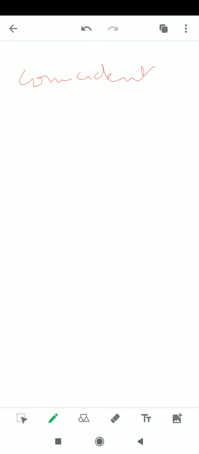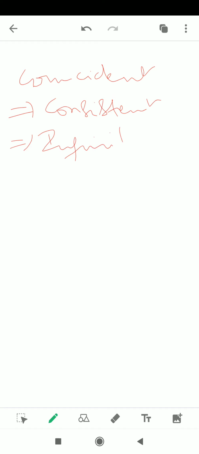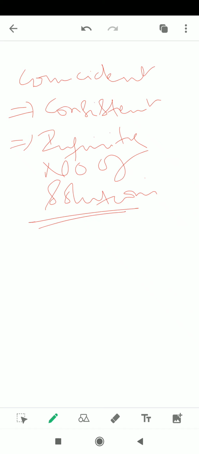This coincident implies it is consistent and also implies an infinite number of solutions, right? So now we will solve them.